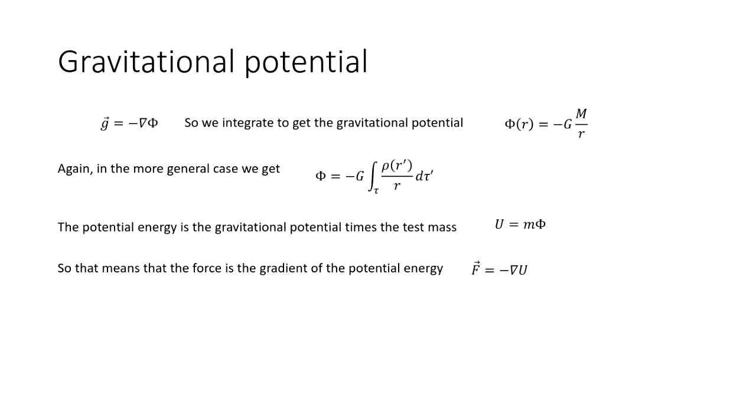The potential energy is also the gravitational potential times the test mass. So that's just that test mass, little m, times this phi, this gravitational potential. And so that gives us a potential energy U. And so that means the force is the gradient of the potential energy, which we knew from before. And so this force vector is the negative gradient of U.